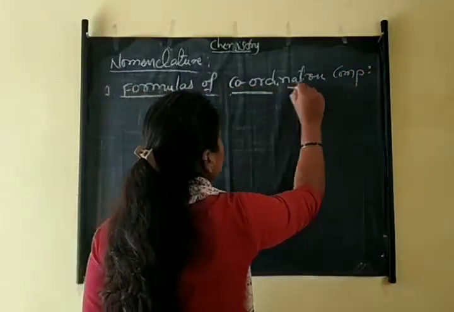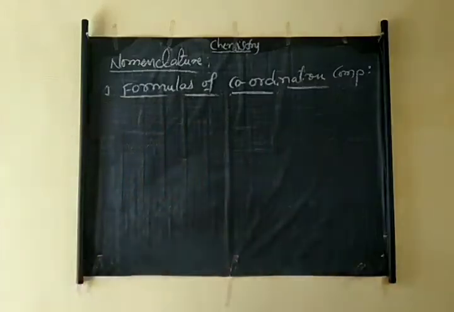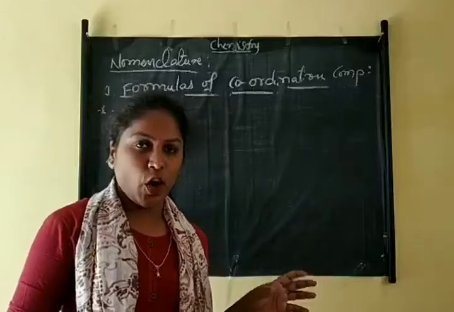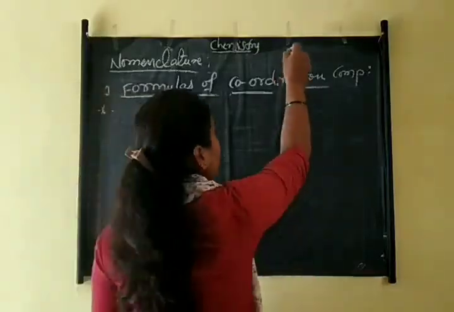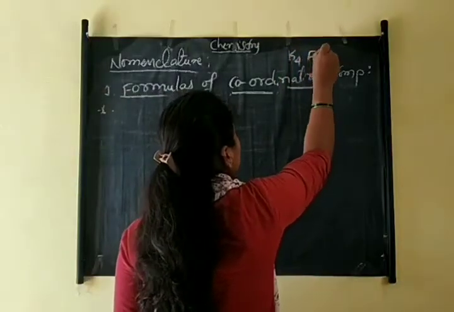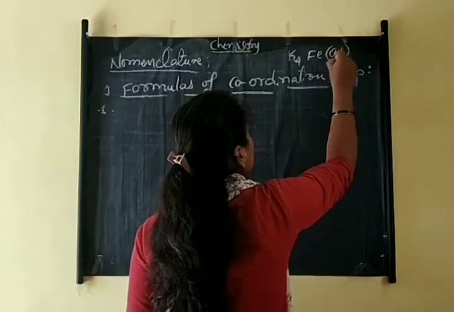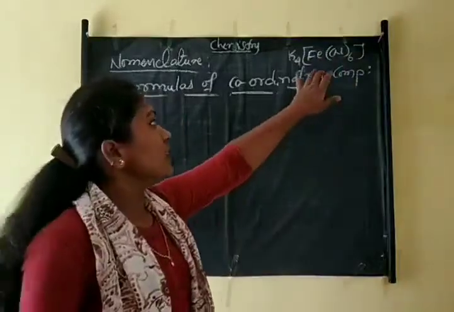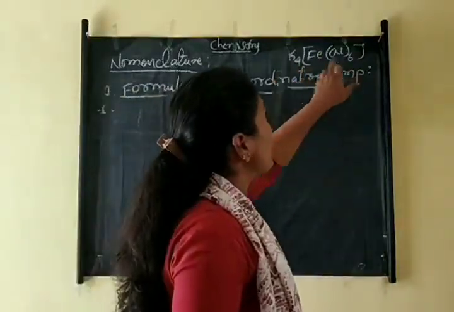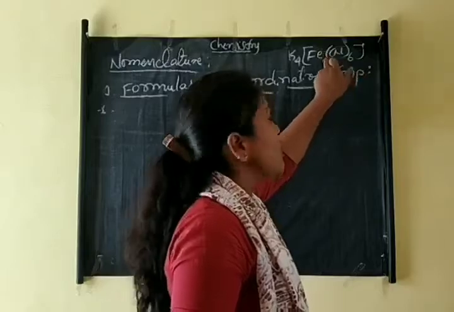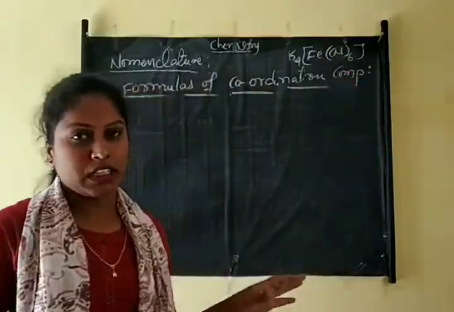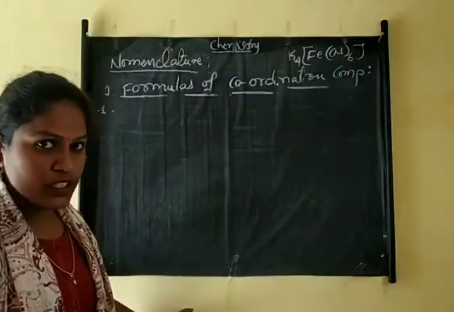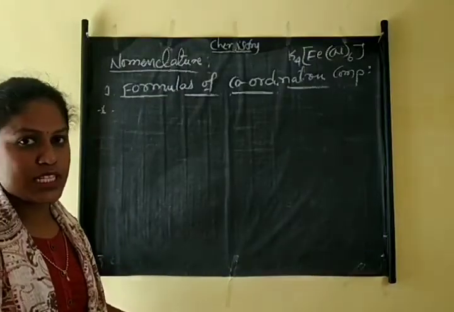First we have to know the formulas. So any of the coordination compounds you can consider as an example. For example, it is an example of a coordination compound, isn't it? That is potassium hexacyanoferrate. To name it, first you have to know the formulas and naming of coordination compounds. That is some rules and regulations.